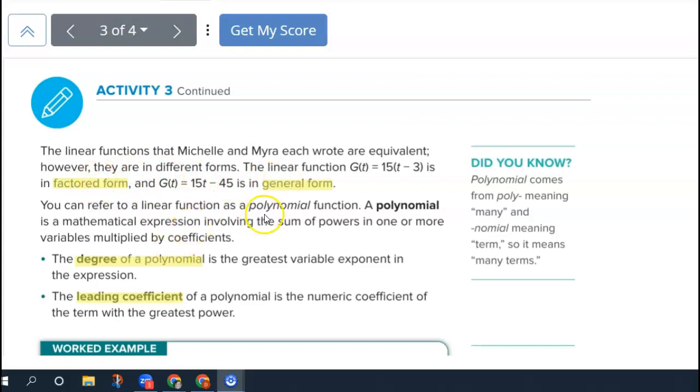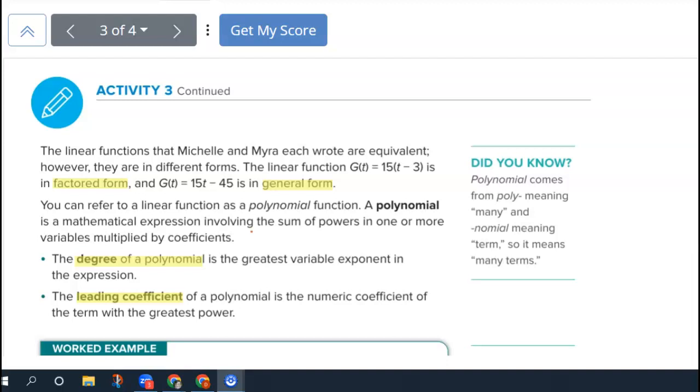Now, linear functions and other functions too are often called polynomials. And a polynomial, there's a definition here that it's a mathematical expression involving the sum of powers in one or more variables multiplied by coefficients. All those words are saying is you'll have different terms, and those terms will be separated with pluses and minuses, because adding a positive and adding negatives, those are all considered sums.